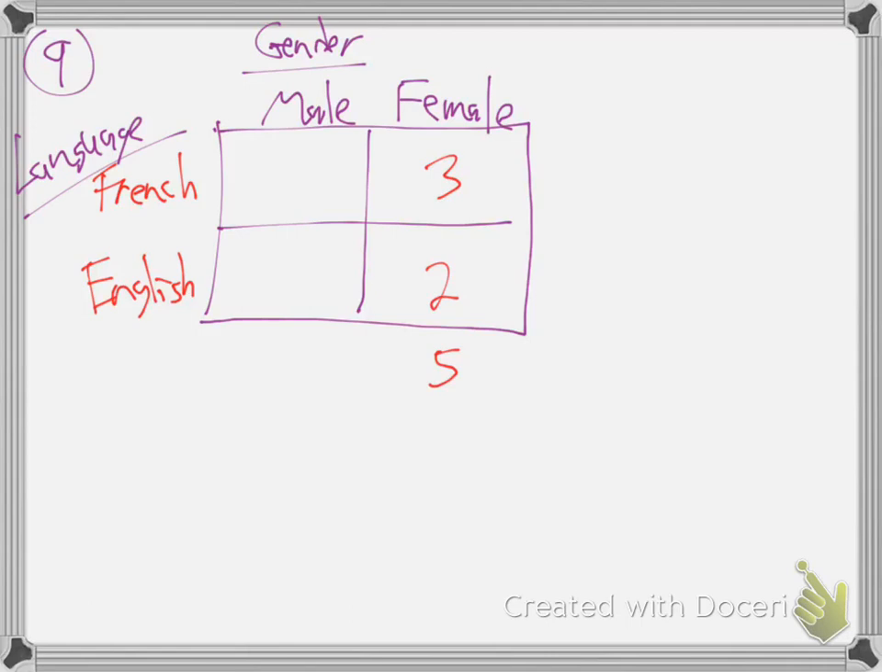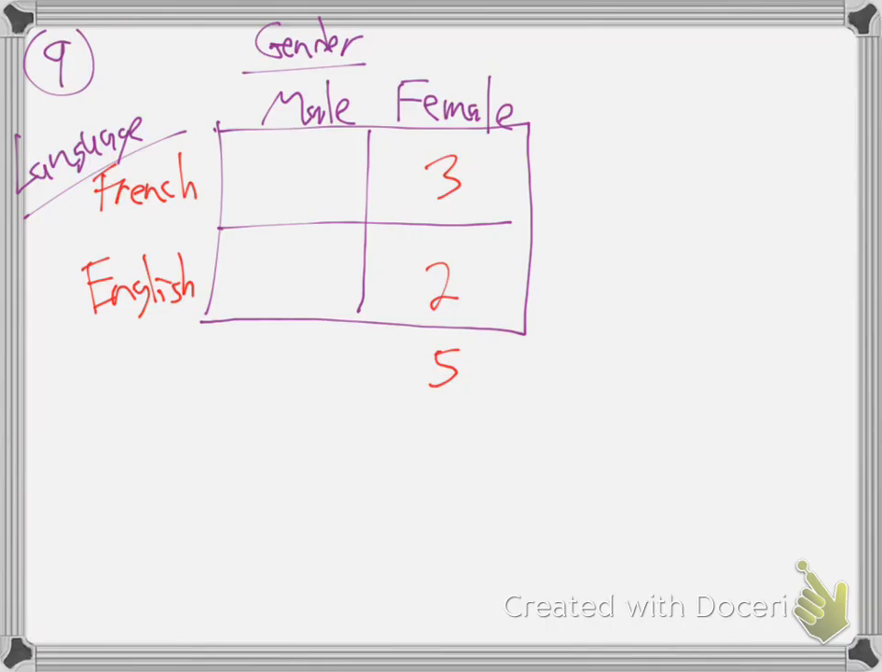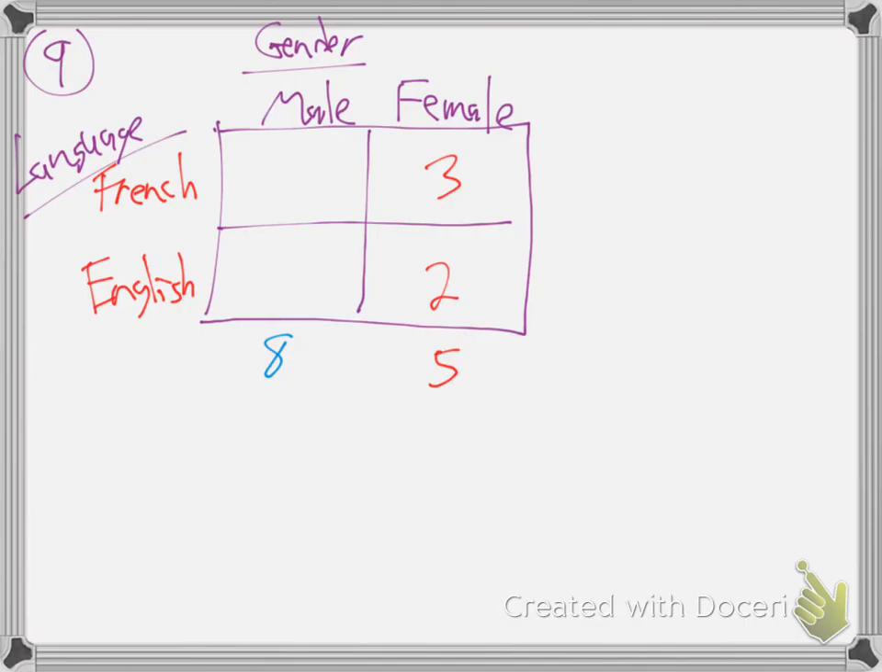Okay. The next fact, they say 8 males. Where do I put the 8 males? Yeah, the bottom, the total number of males. 8 males, 2 of whom speak French, and the rest only English. So 2 speak French, the rest, 6, only English. Is that good? So once we have the box, we can answer all their little questions. Everybody see how we got that?